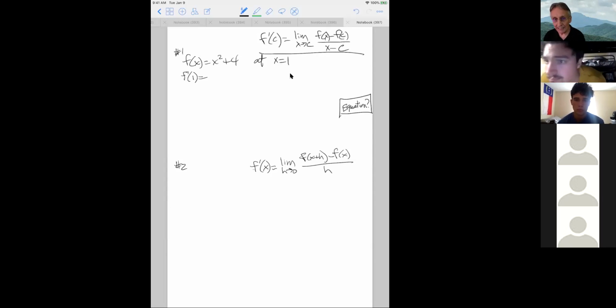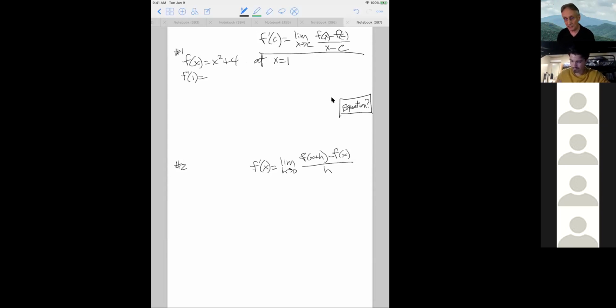So the idea is, I'm going to say, find the slope of the tangent line, and then we'll finish it off and write the equation of the tangent line too. That was stuff we did at the beginning of the semester that we're going to go back to. I'm going to ask you to do that. So right now, let's go through this.